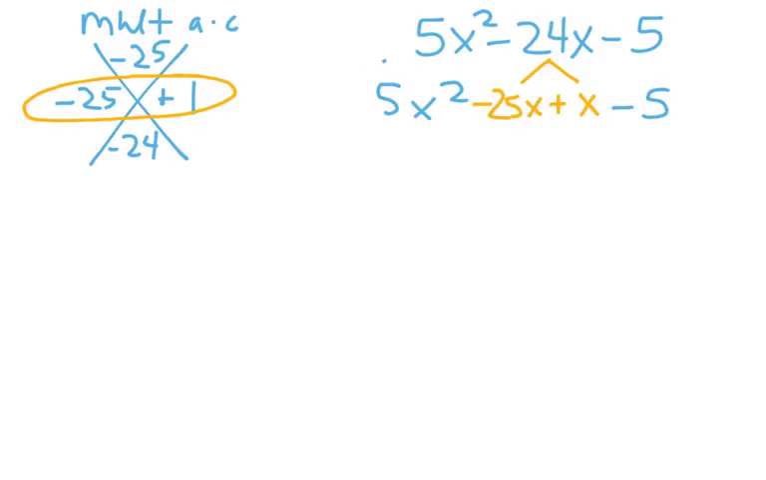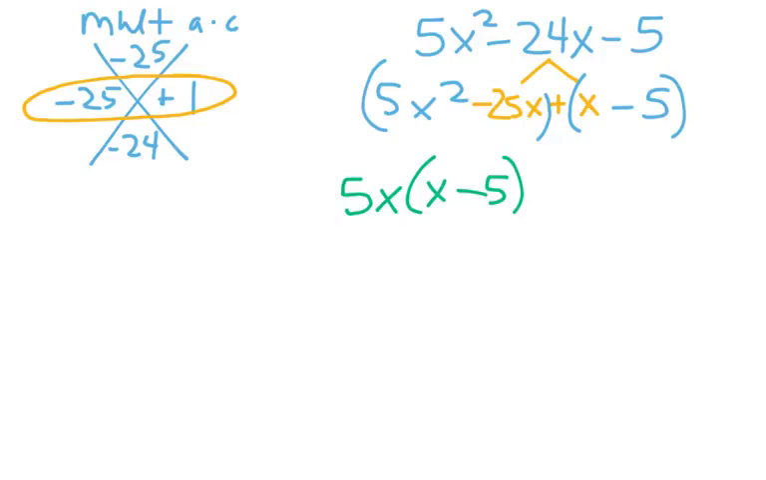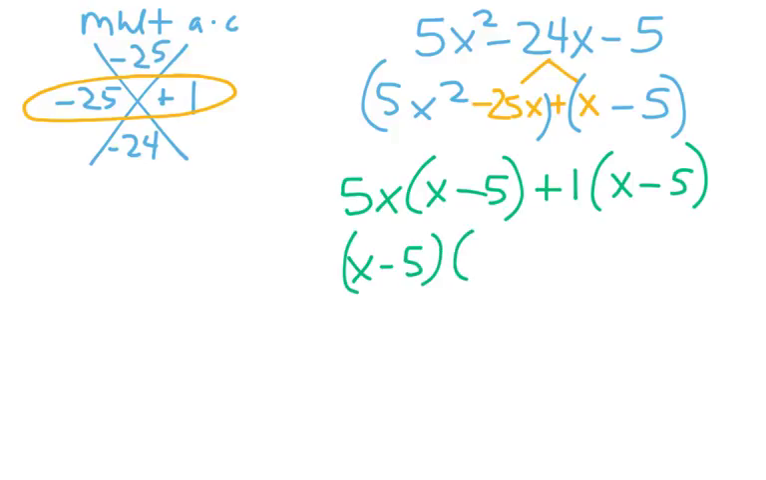Then I'm going to group. And I'm going to factor out a 5x. I'm left with x minus 5 plus, I've got an x minus 5. I've got to put this 1 here. I've got to factor out that 1 in this case. And I end up with my greatest common factor is x minus 5. I'm left with 5x plus 1. All right, there you have it.